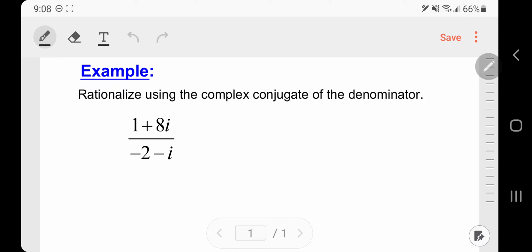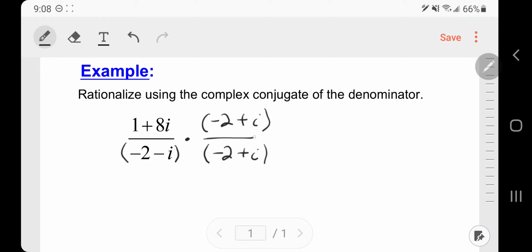Hey everyone. In this video, we're going to take a look at another example of dividing with complex numbers, specifically using the complex conjugate of the denominator to rationalize. Okay, so here we have (1 + 8i) over (-2 - i). We can't have any imaginary numbers in our denominator, so I'm going to rationalize this by multiplying the numerator and denominator by the complex conjugate.